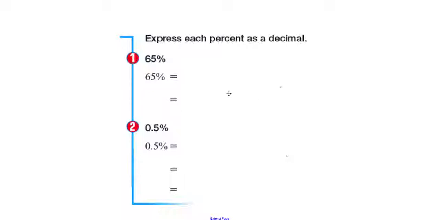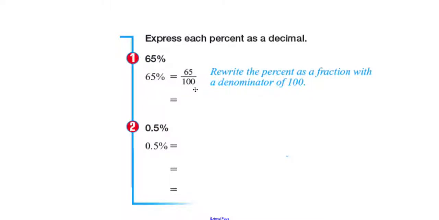Let's look at this one. Express each percent as a decimal: 65%. We want to write 65% as a fraction with a denominator of 100, 65 over 100. And then we simply divide 65 by 100, which is 0.65. Basically, when you are dividing by 100, let me write this down.